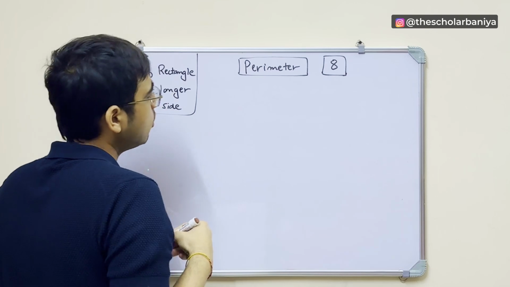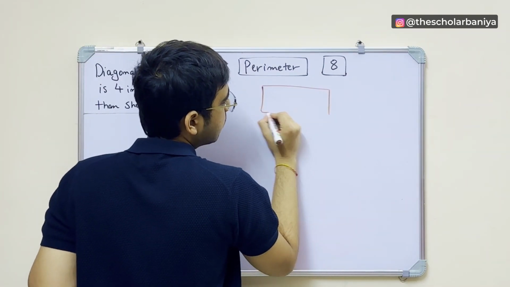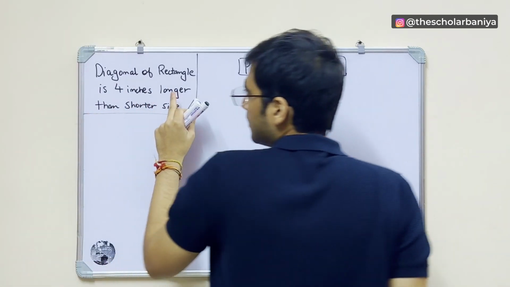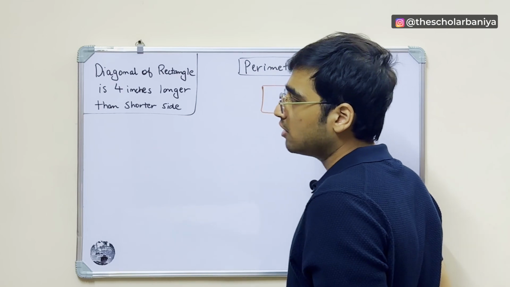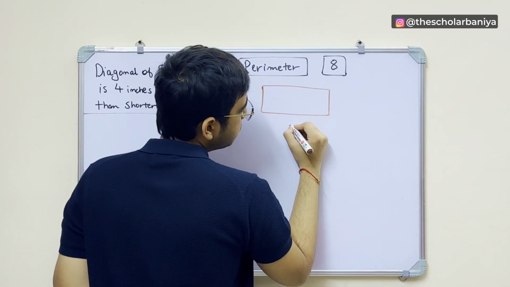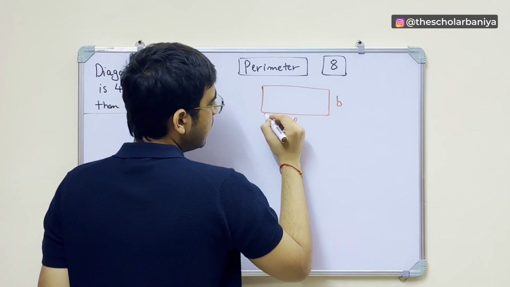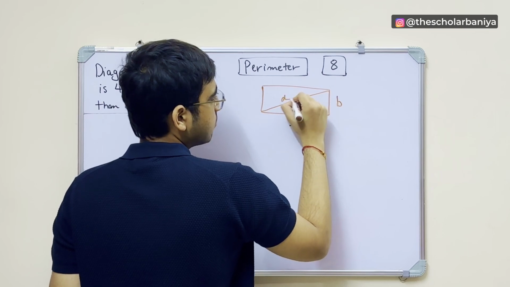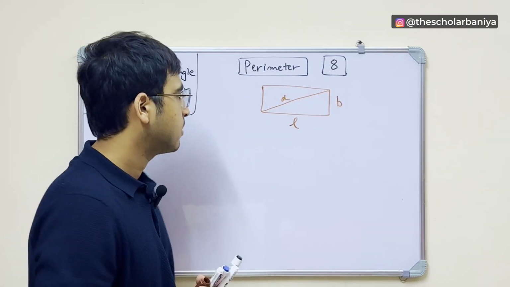Okay, so let's draw a rectangle, right? We are given that the diagonal of a rectangle is 4 inches longer than its shorter side. So let's say this is the length of the rectangle, and this is the breadth of the rectangle, and this is the diagonal of the rectangle, right? I hope this makes complete sense, right?